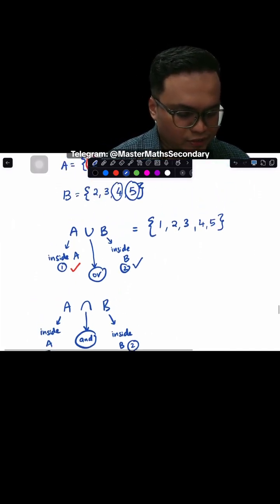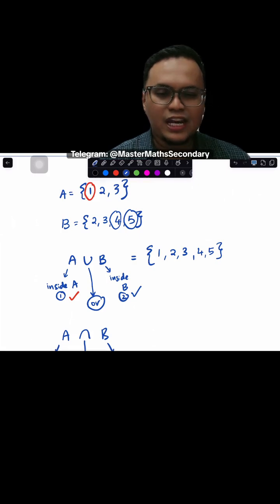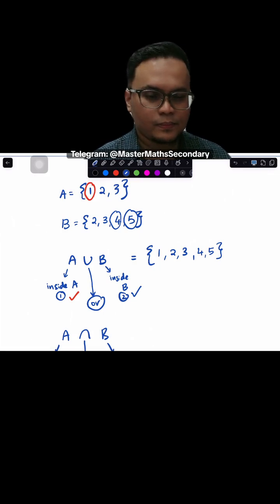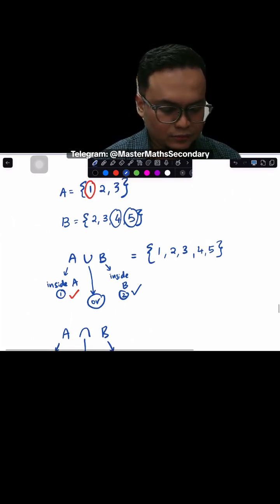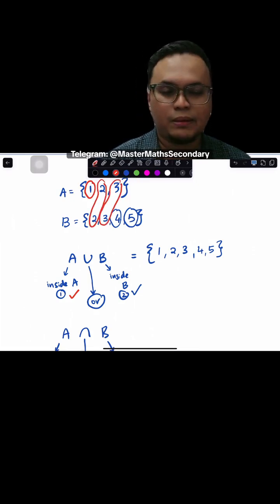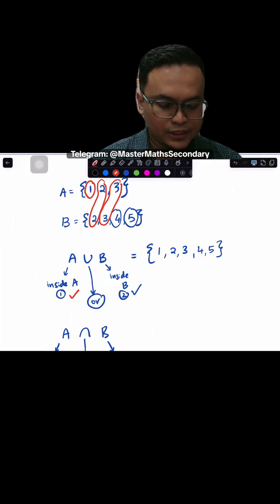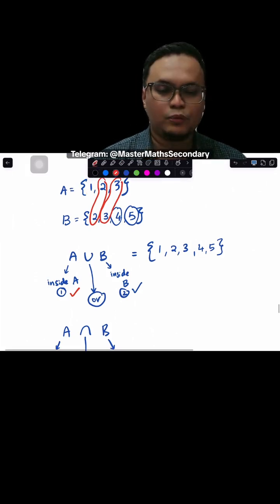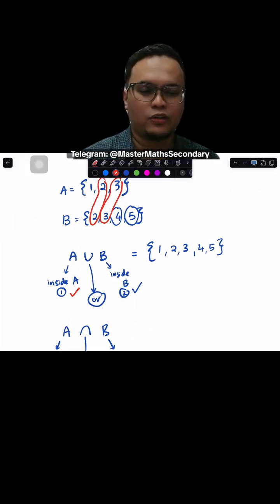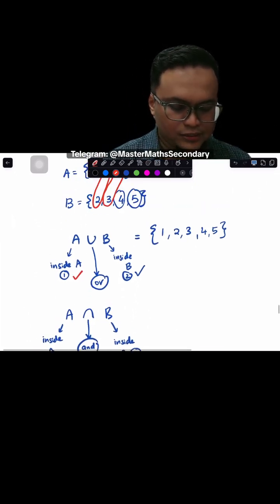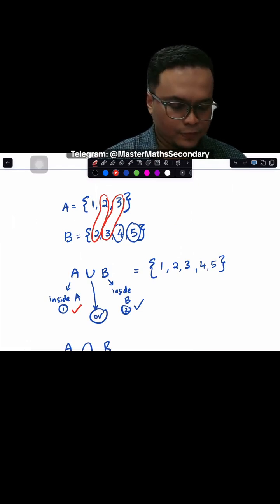Okay, and if you look at the set that we have just now, A and B, right? What are the elements that are inside of A and inside of B at the same time? Okay, we're looking at common elements, 2 and 3. These are elements that are found inside A and they are also found inside B. Yeah, we cannot include 1, 4, and 5 because they are not found in both sets. They only fulfill one of the conditions, which is not enough.